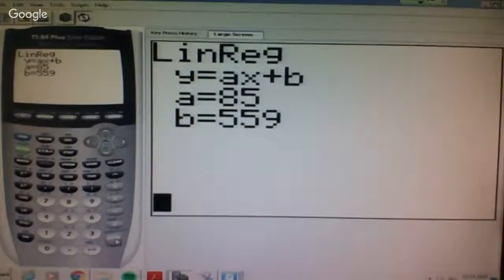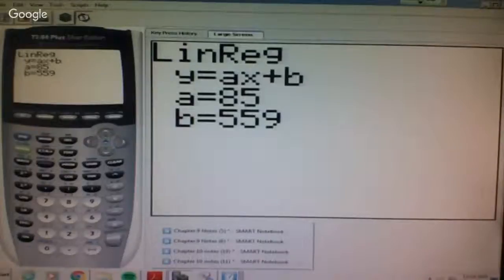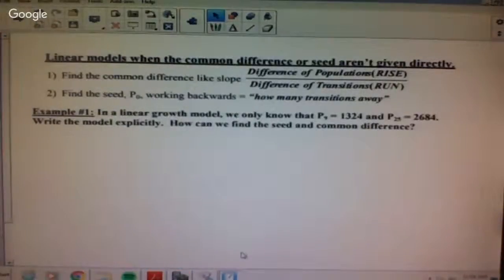You can do this with quadratics. You can do this with cubics. Another what? Are we going to do another one? Okay. All right. What's my next one then? So that's the seed and common difference? Yep. That's your seed and your common difference. Your seed would be 559 where you start, and your common difference is plus 85.